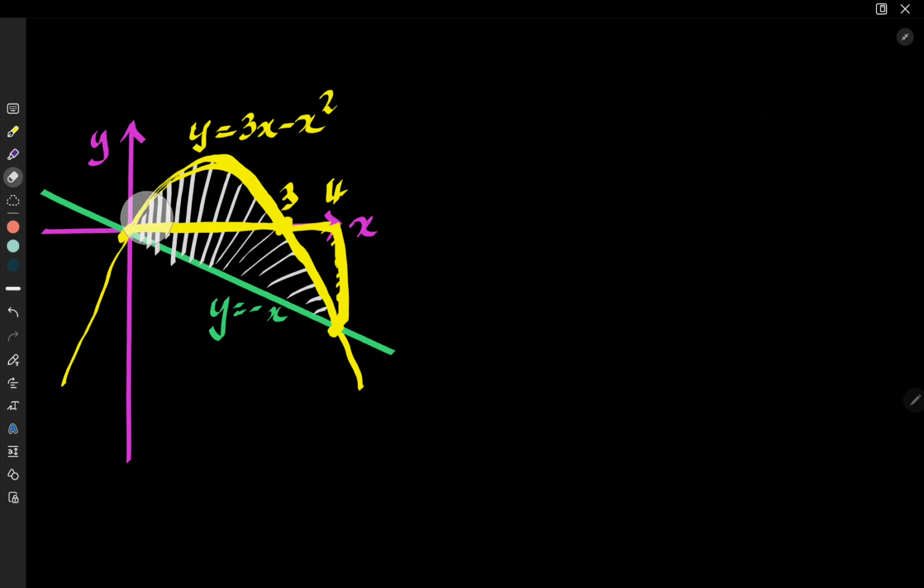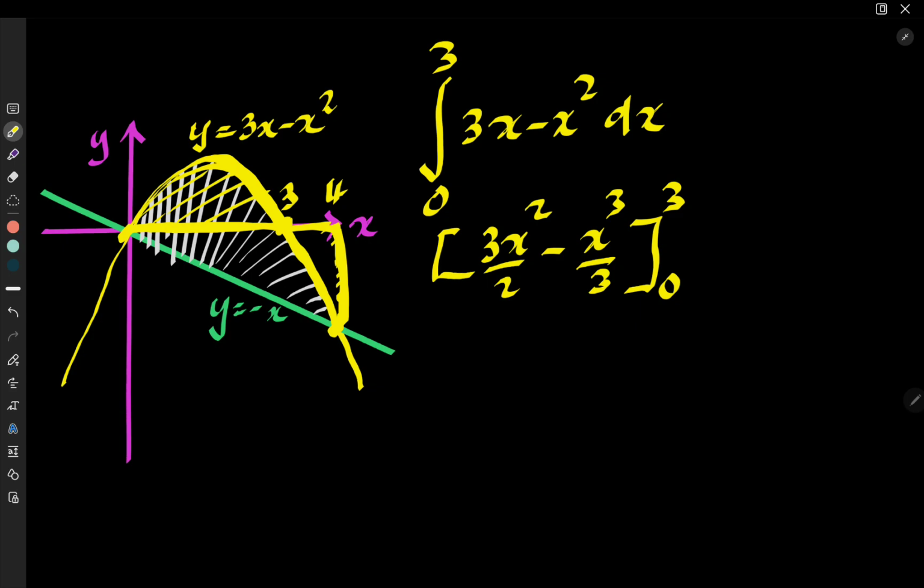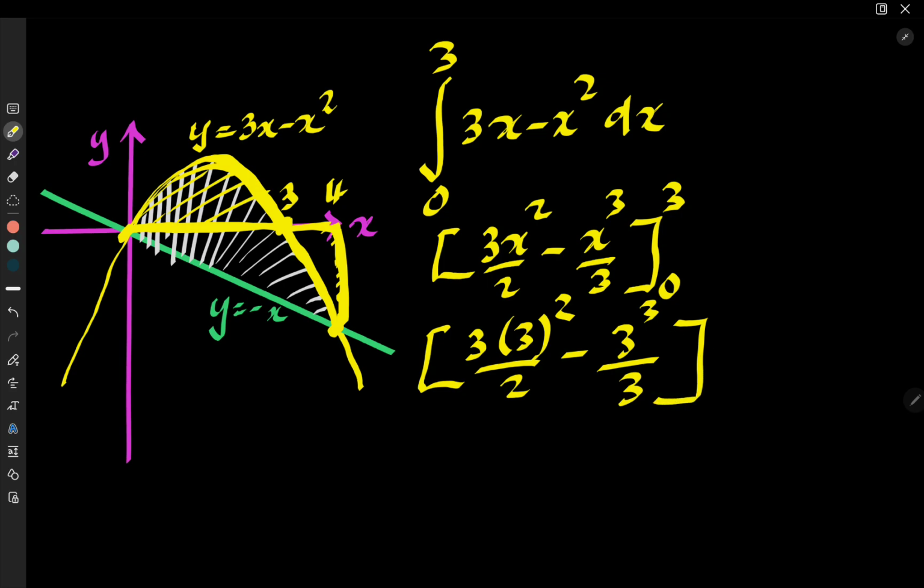First of all, remember, we determine this region here, which is given by the definite integral of 3x minus x squared dx with the limits 0 to 3. That gives us, in a square bracket, 3x squared divided by 2 minus x cubed divided by 3, with limits 0 to 3. Then we evaluate at 3: 3 times 3 squared divided by 2 minus 3 cubed divided by 3. There's no need to evaluate at 0 because it just gives 0. Once that's simplified, it gives us 9 over 2. So the area of this part is 9 over 2.